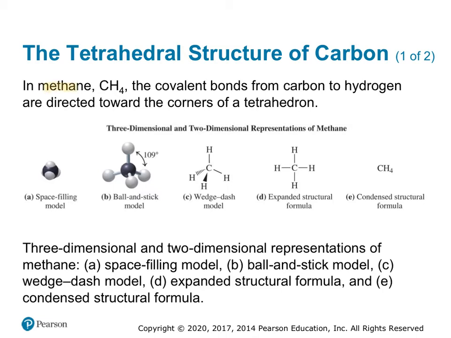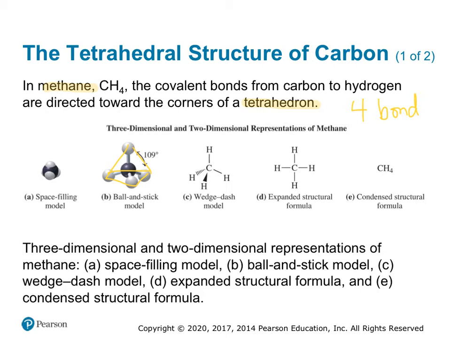In methane, the covalent bonds between hydrogen and carbon are directed toward the corners of a tetrahedron. So there are always going to be 4 bonds to each carbon atom, and they arrange themselves in this tetrahedral shape that you can kind of see, particularly in this ball and stick model.